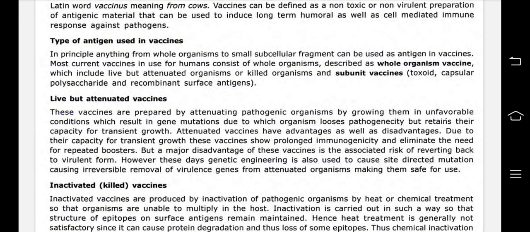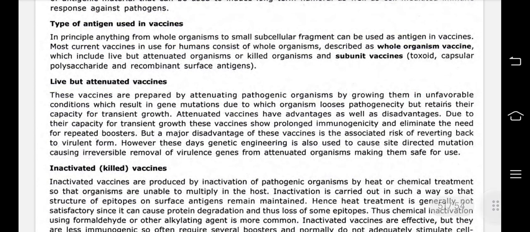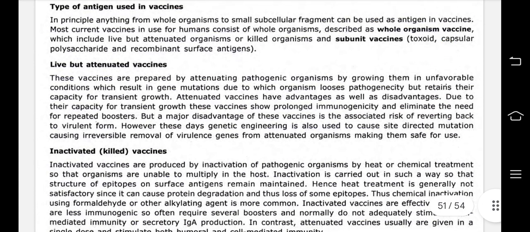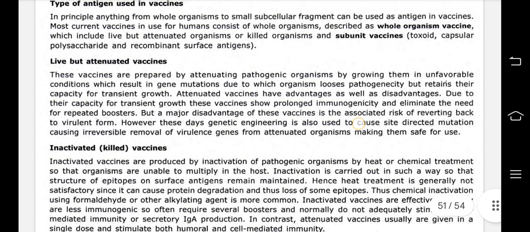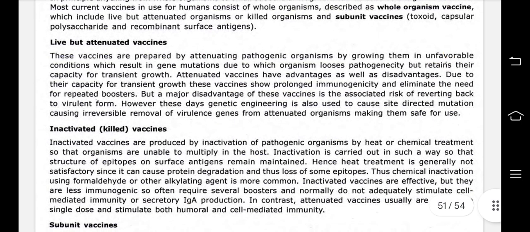Most current vaccines in use for humans consist of whole organisms, described as whole organism vaccines, which include live but attenuated organisms or killed organisms, and subunit vaccines: toxoid, capsular polysaccharide, and recombinant surface antigens. First, live but attenuated vaccines. These vaccines are prepared by attenuating pathogenic organisms by growing them in unfavorable conditions, which result in gene mutations, due to which the organism loses virulence but retains its capacity for transient growth.